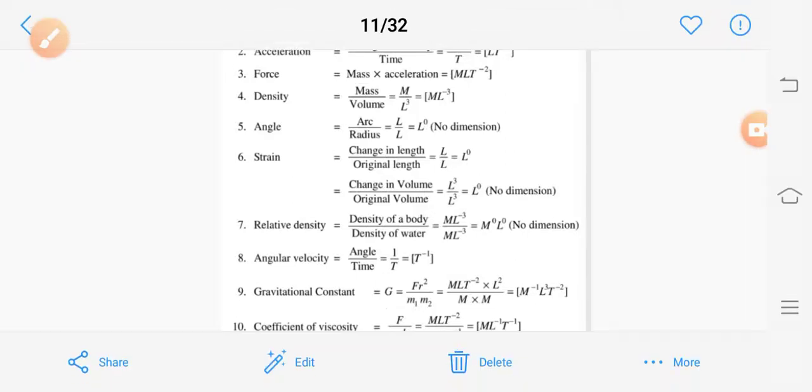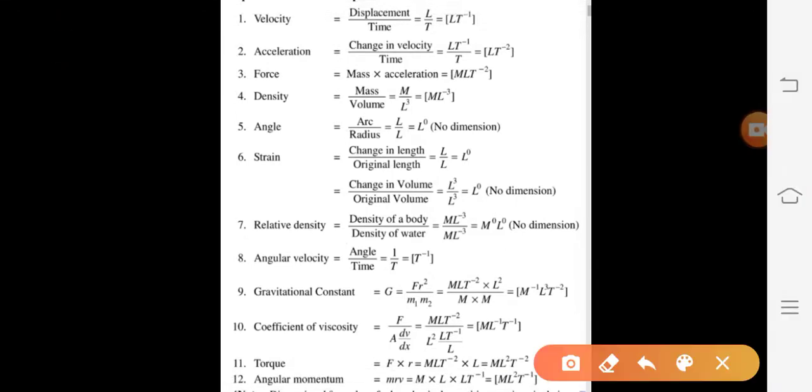In our previous class we have done dimensions, and I have given you a worksheet based on dimension. So let's discuss.